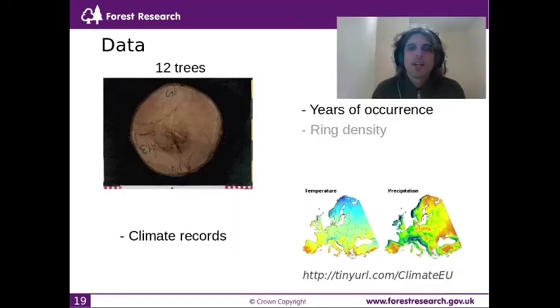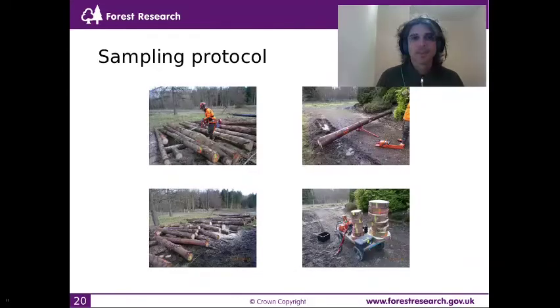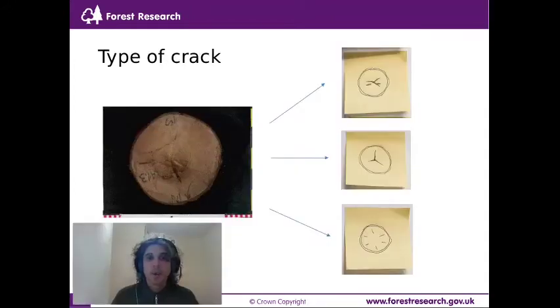Back to the experiment, we basically had data from 12 trees, from which we were able to determine the year of crack occurrence, and in the near future, ring density may be available as well. In parallel, we had climatic records for the whole rotation period. So, coming back to our objectives, we managed to establish an effective sampling protocol. And we identified the type of crack. The image from Napier's blog turned out to be very handy, as you can see.